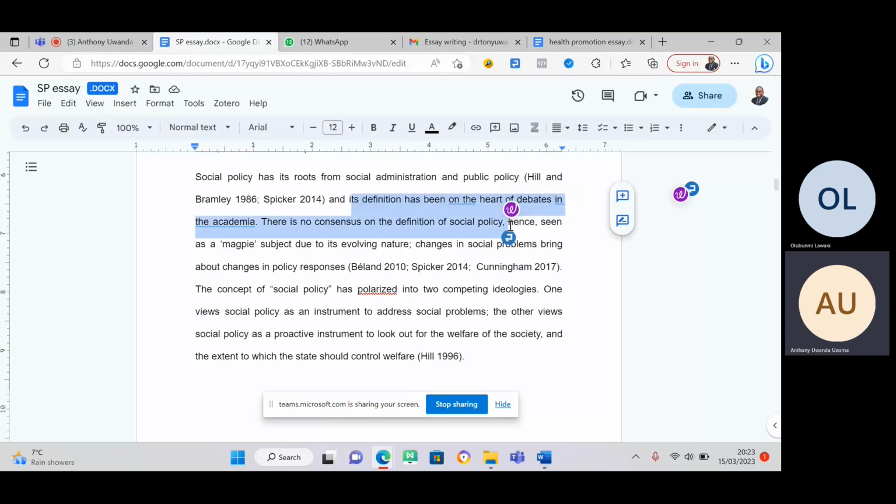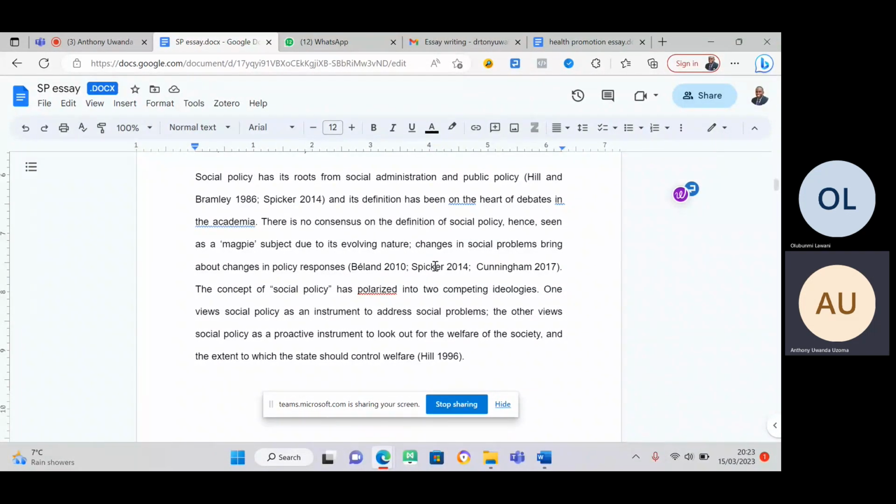There is no consensus. When the lecturer sees this kind of English, it will make you good, because that is critical writing. Critical writing means there's no one definition. And you can see I'm giving enough citations. I'm giving 3 here, I'm giving 2 here. I'm giving citations, the things that the lecturer wants.